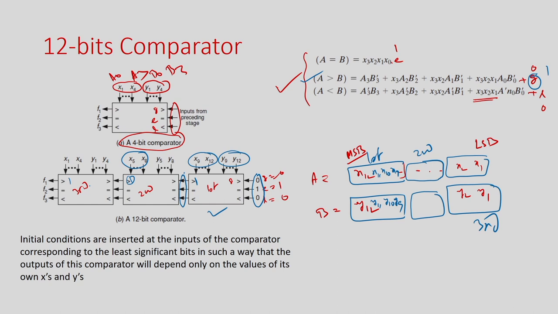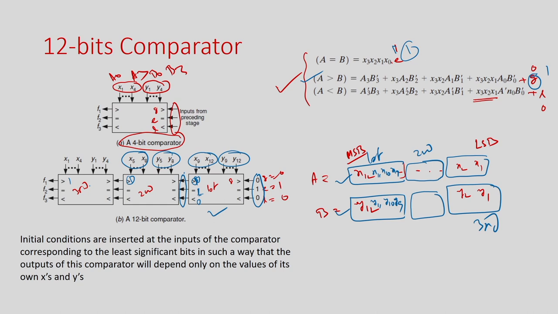How this is happening, I have already explained for greater than. In the equal case, if all are equal, then I get 1 here. If I get 1 here, obviously greater than and less than will be 0. So in this case, the first 4 bits are equal. Since this becomes 0, I'll now check what is happening for the next 4 bits. Since it is equal, this does not make much impact, it just says it is equal, you just check the next 4 bits.